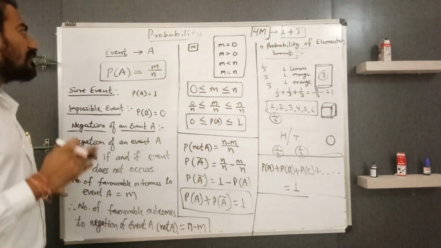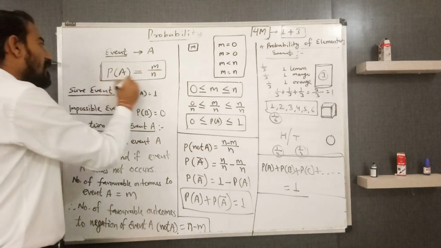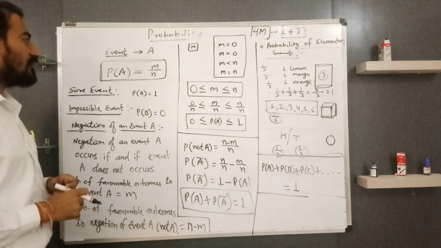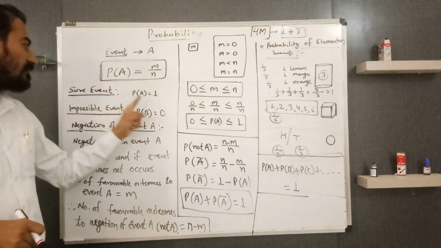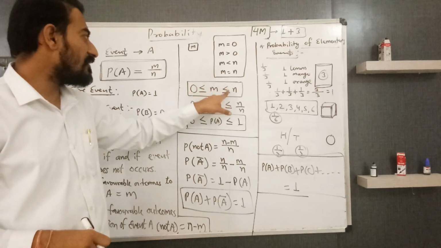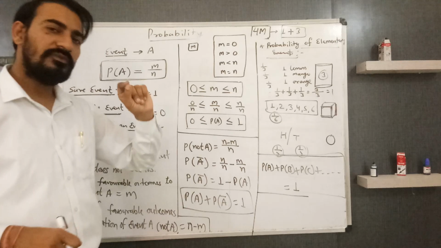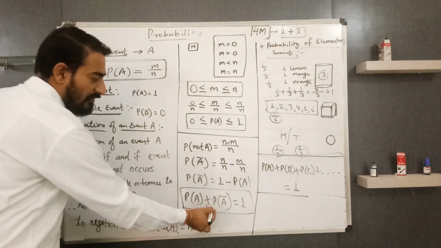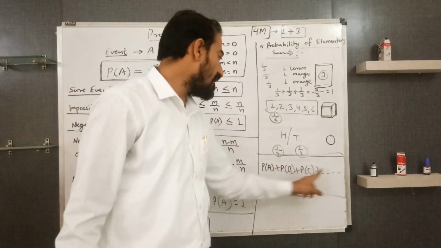So in this intro of probability, we have also solved some questions which can be asked in the board exam. First, what is the formula to write probability? It is M by N, where M is the number of favorable outcomes to the desired event and N is the total number of outcomes. The probability of a sure event is 1, the probability of an impossible event is 0, and the limit of M is greater than or equal to 0 but less than or equal to N, and the probability of the event is greater than or equal to 0 but less than or equal to 1. Then this formula: probability of an event A plus probability of negation of event A is equal to 1, and at the last, the sum of the probabilities of all the elementary events is equal to 1.